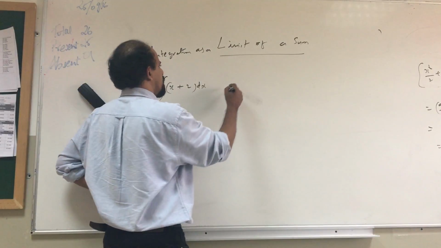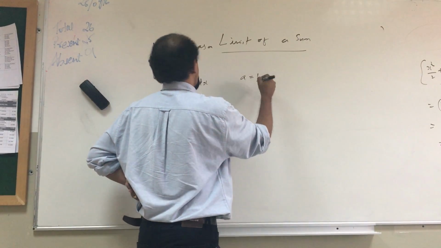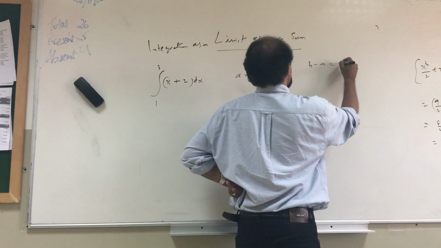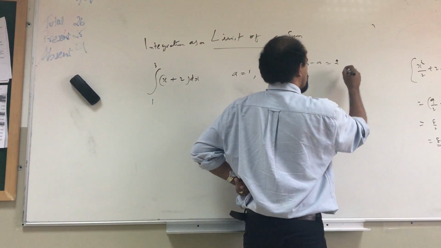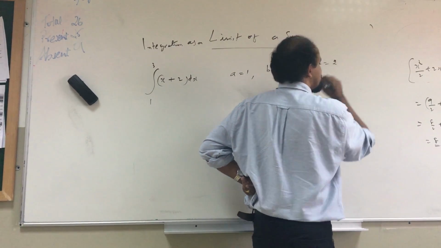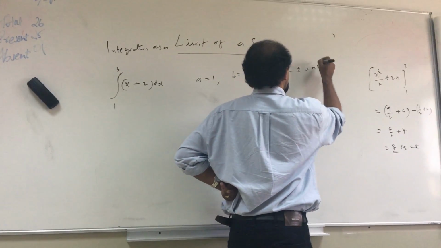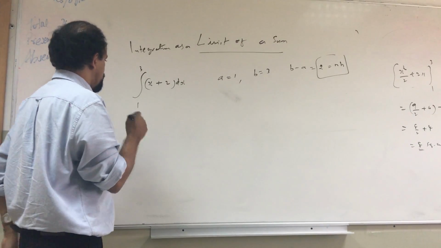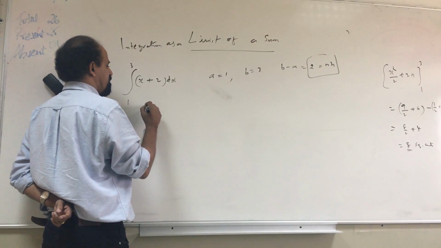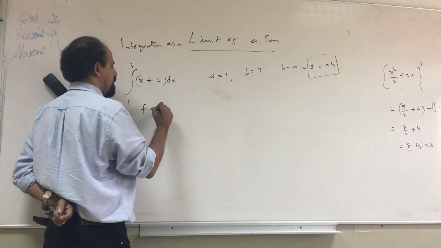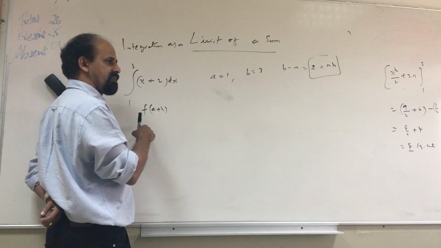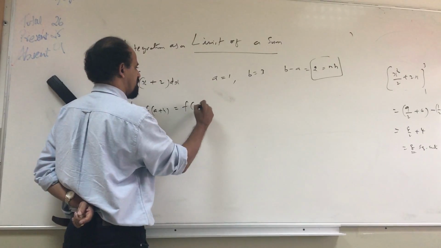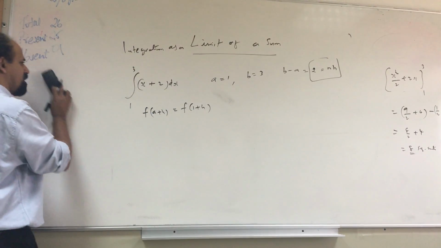What is my A? It's 1. B is 3. What is my B minus A? 2. So, what is B minus A actually equal to? nh. We're keeping that. nh. Yeah? Now listen carefully. I'm trying to find out first f of A plus h. First one is f of A plus h. What is my A? 1. This is f of 1 plus h.